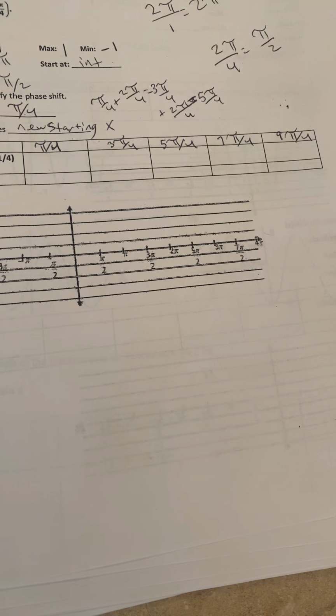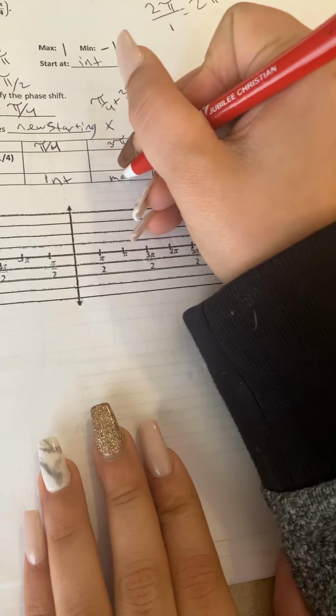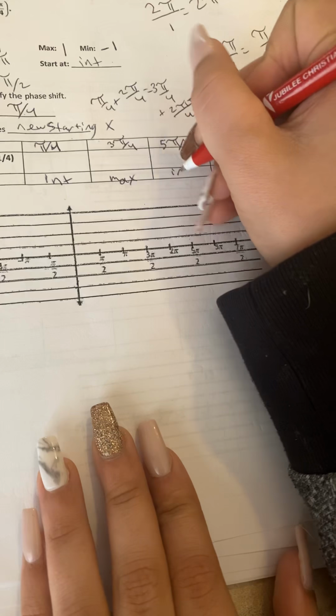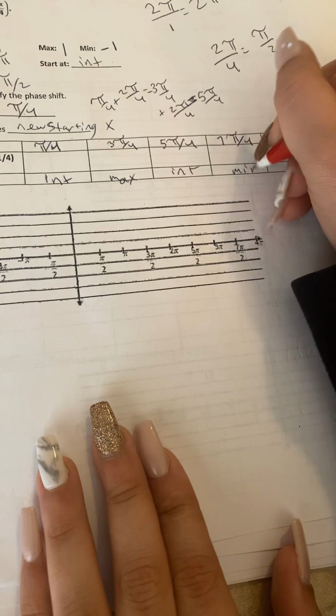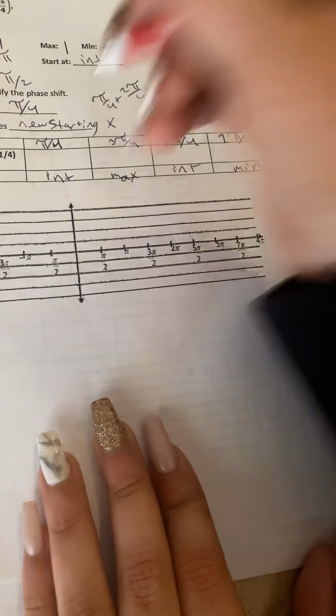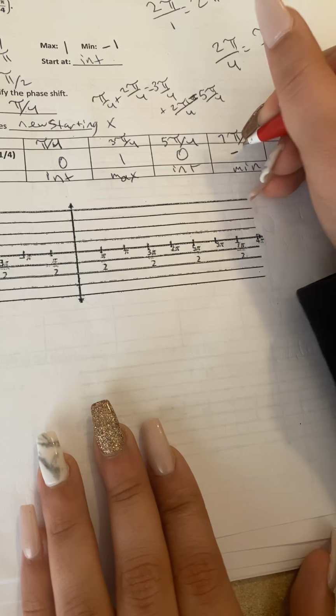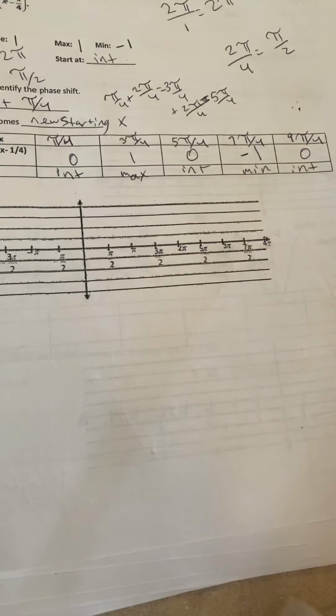Okay, and again, with sine, we always start at our intercept. So that means my next y value is going to be my max, my intercept, my min, and then back to my intercept. Okay, so my intercept is at 0, then 1, then 0, -1, and then 0. Because your intercepts are always at 0, and then we labeled up here that our max was 1, and our min was -1. So now we can graph it.